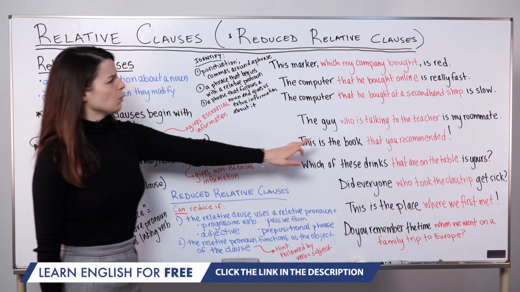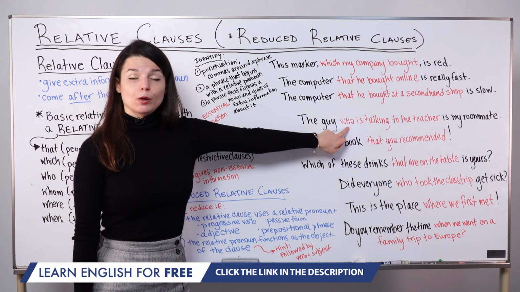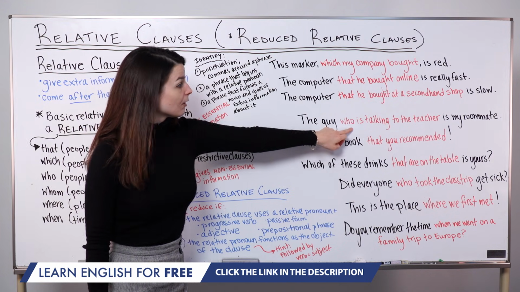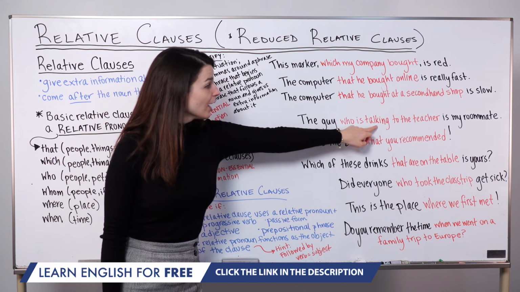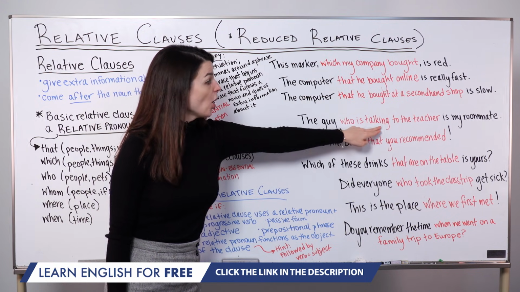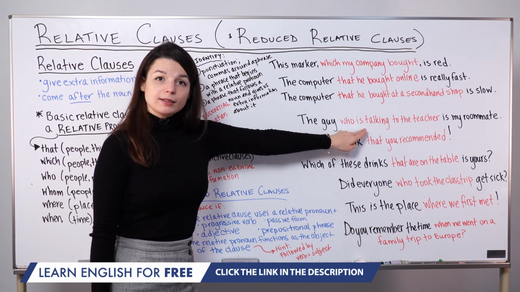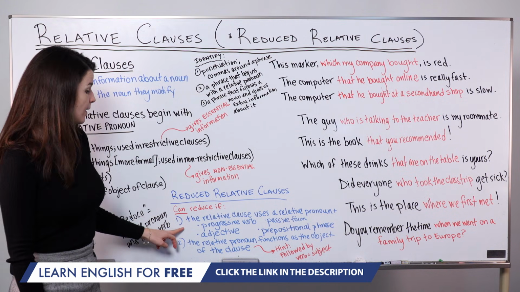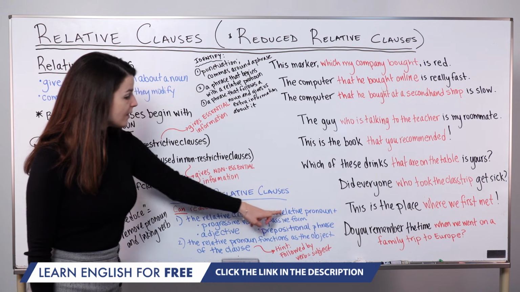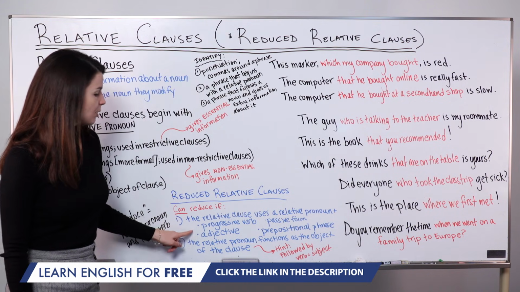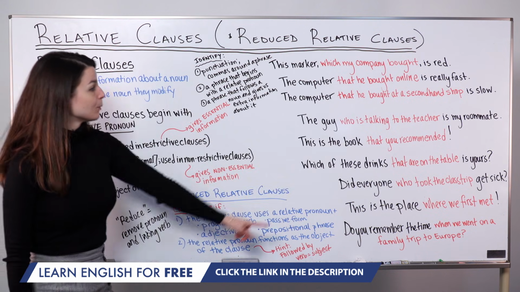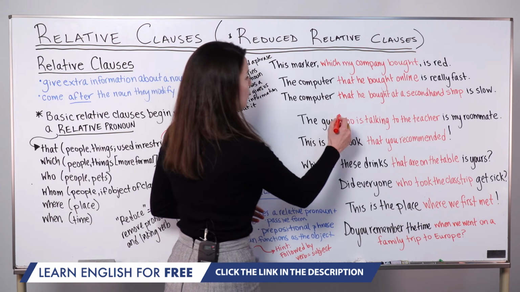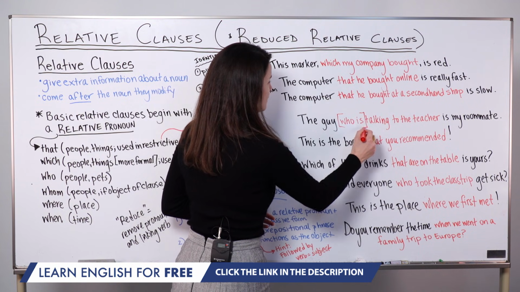So here we have the relative pronoun who, which we use for people. Who is, we see there's this linking verb, the be verb, and I have the verb in progressive tense, talking here. So this is one case where I can make a reduced relative clause because the relative clause uses a relative pronoun plus the progressive form of a verb, which we see here. So to reduce, we simply remove who is.